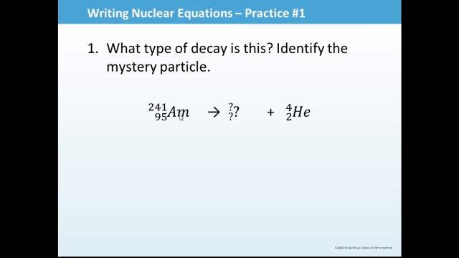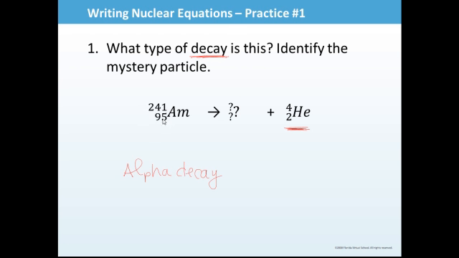Welcome back. We see that this is americium-241. We see this particle right here, and this is what tells you what type of decay it is. Hopefully by now you recognize that as alpha decay. And now we have to figure out what our mystery particle is.